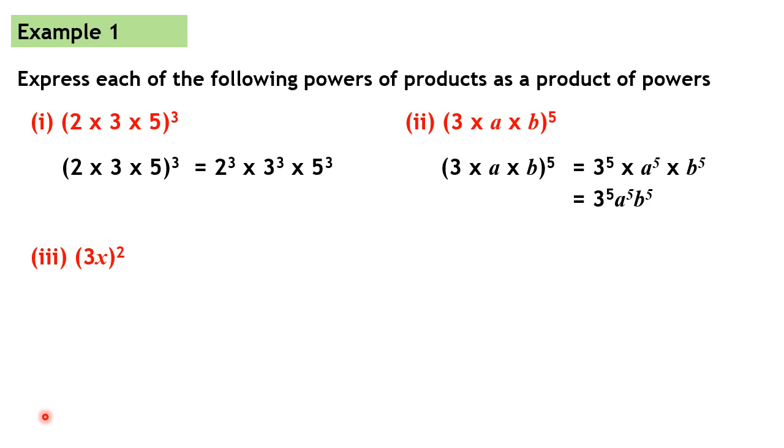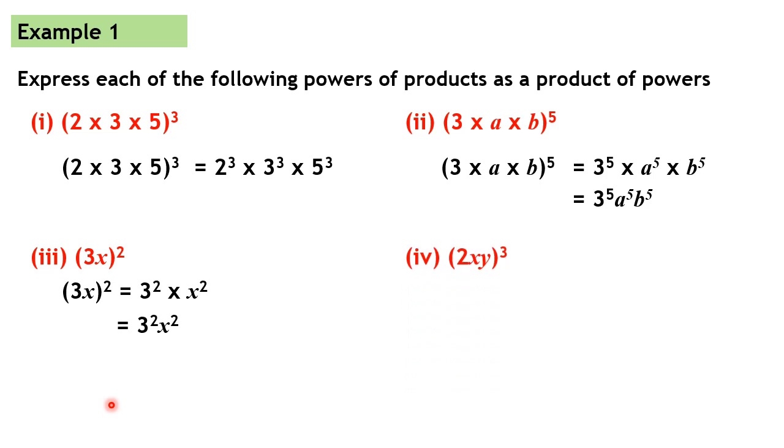Number 3, (3x) whole thing squared. When (3x) whole thing squared is written, it is 3 squared into x squared, and also it can be expressed in the form 3 squared x squared.